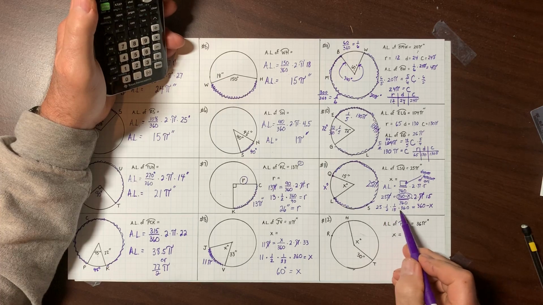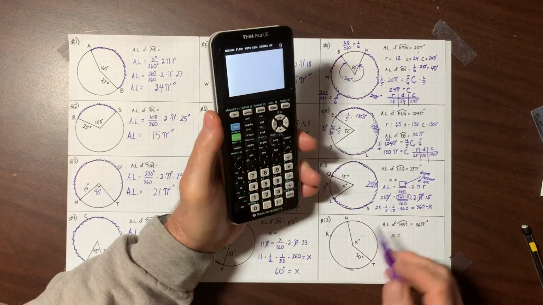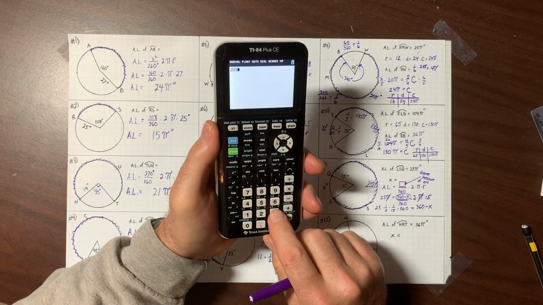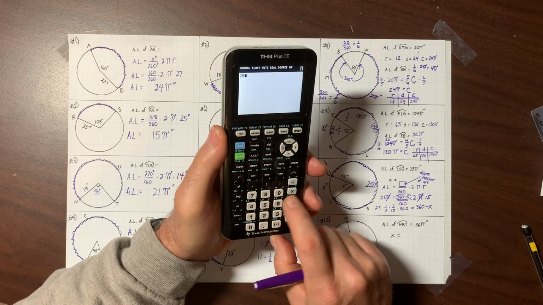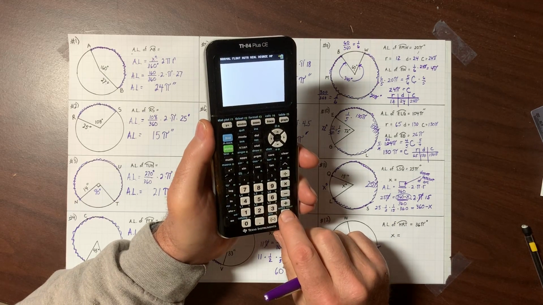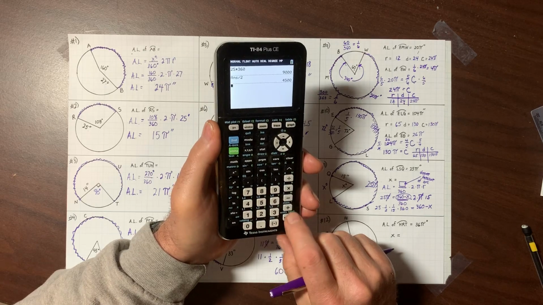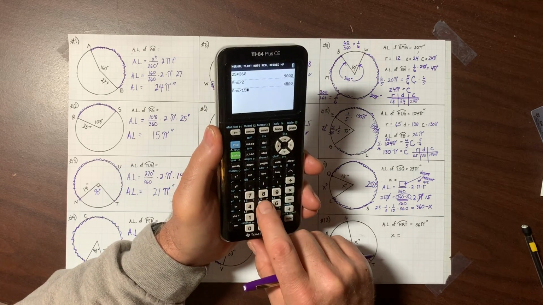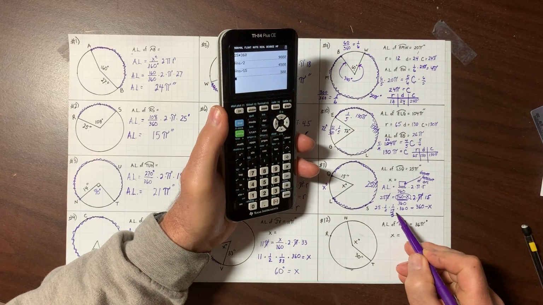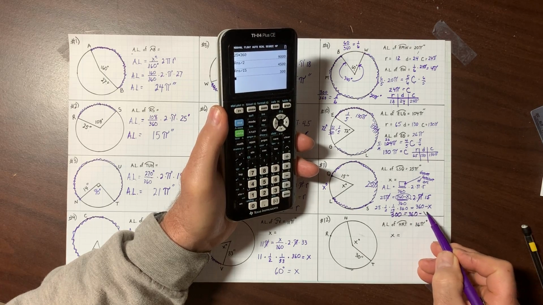So I'm going to do this calculation in my calculator right now. I'm doing 25 times 360. And I go ahead and do this in a couple steps. So I'm going to hit enter. Then I'm going to say divided by 2, enter, divided by 15, enter. And I'm coming up with 300 is equal to 360 minus x.